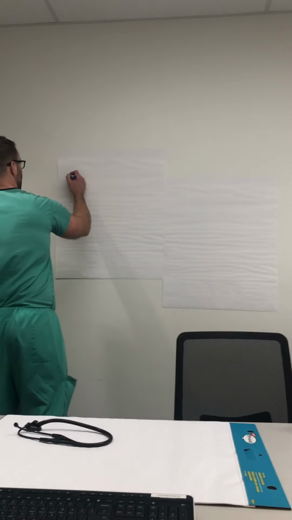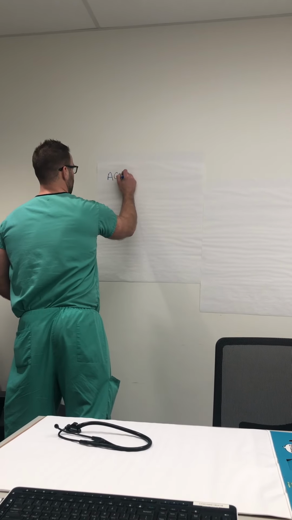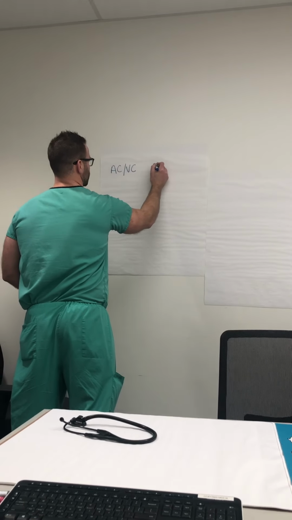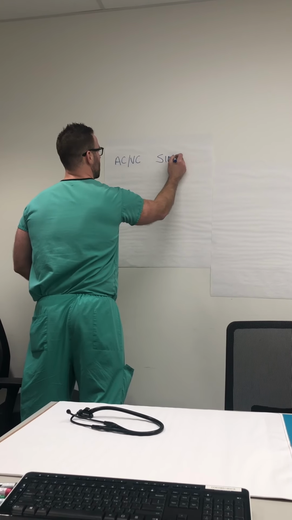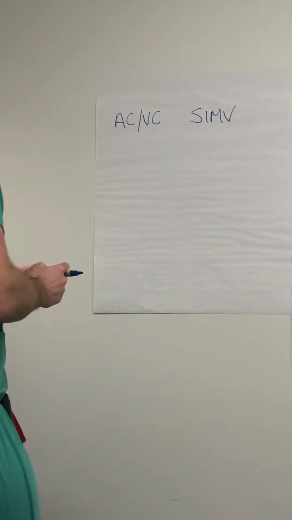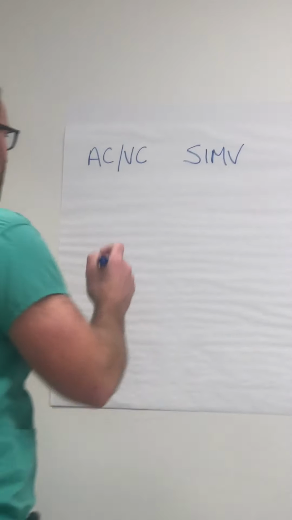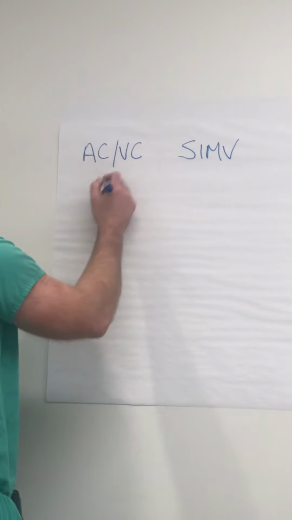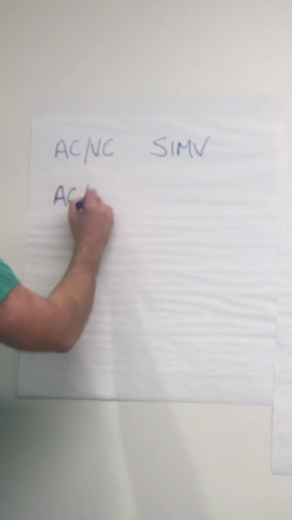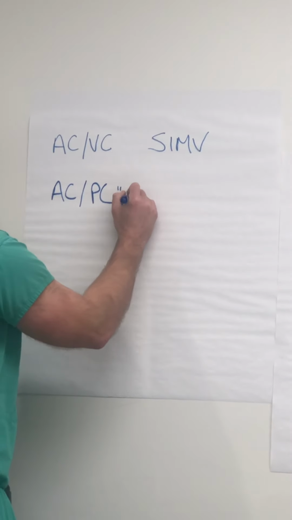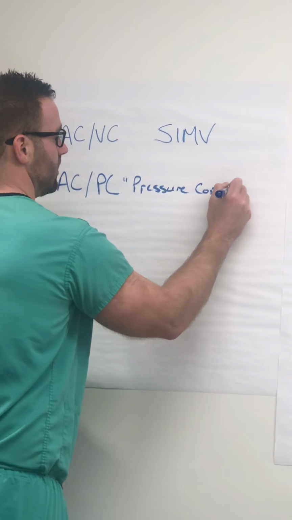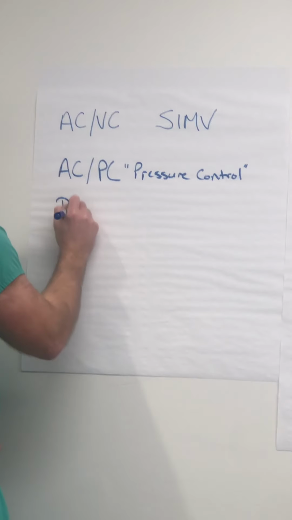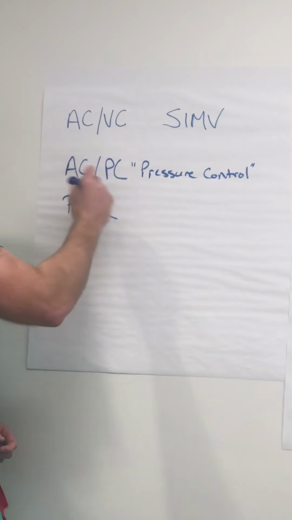The two real basic vent modes that are used in most hospitals are either ACVC or SIMV. PRVC is a derivation of this. The other one aside from this is ACPC, or pressure control. And PRVC is like a hybrid of these.